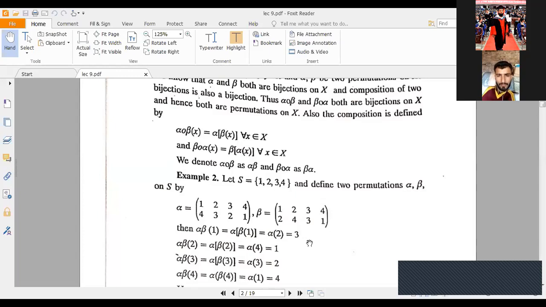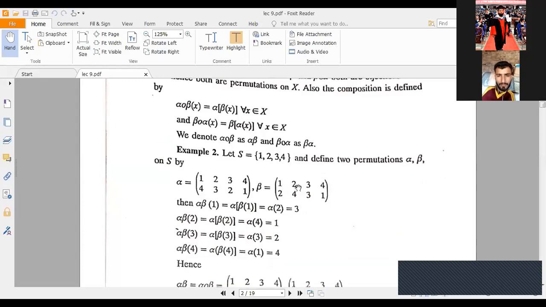And similarly, if you take the second element, beta of 2 is 4 and alpha of 4 is 1. It means image of 2 is 1. Again, beta of 3 is 3 and alpha of 3 is 2. It means image of 3 is 2 and image of 1 is 4.